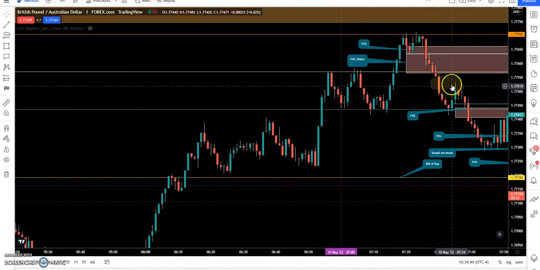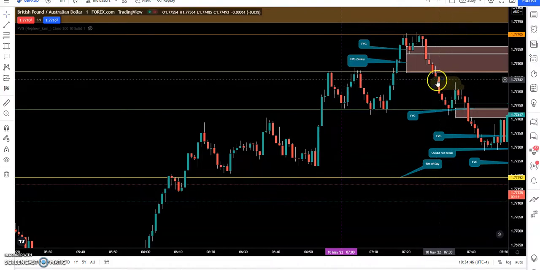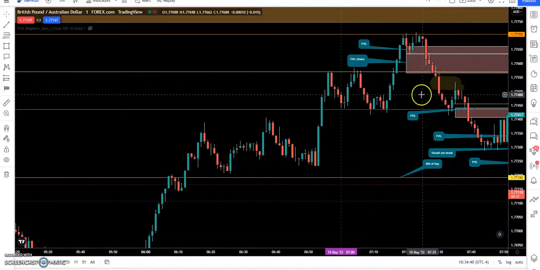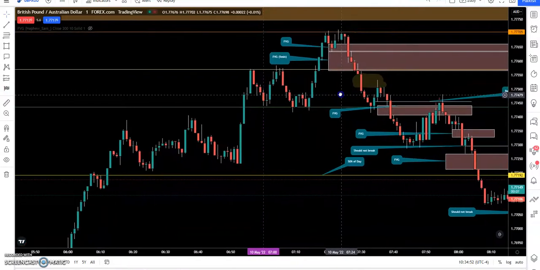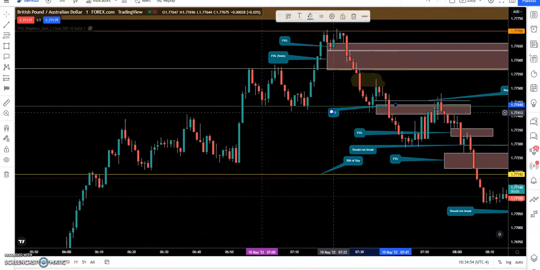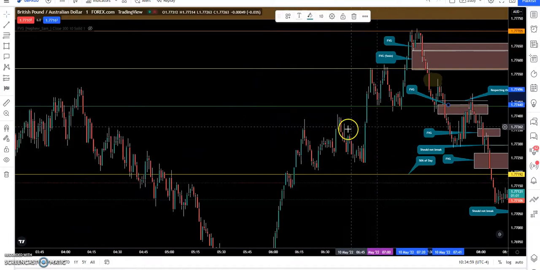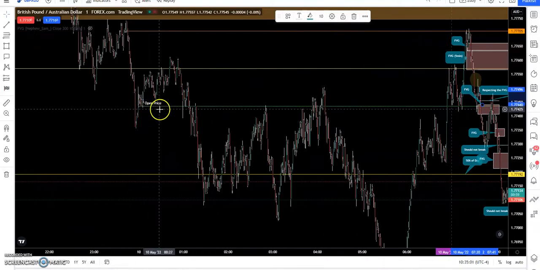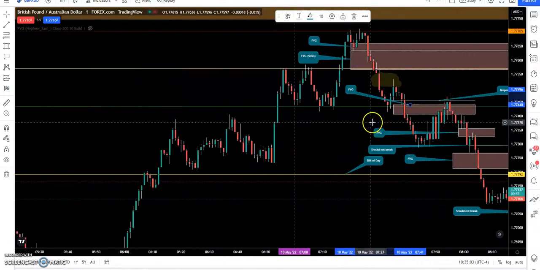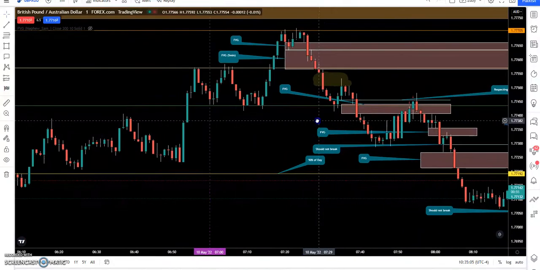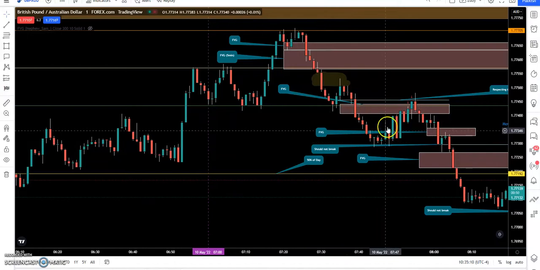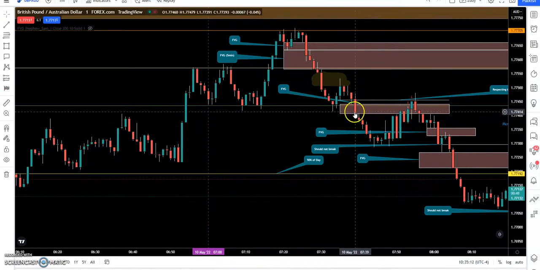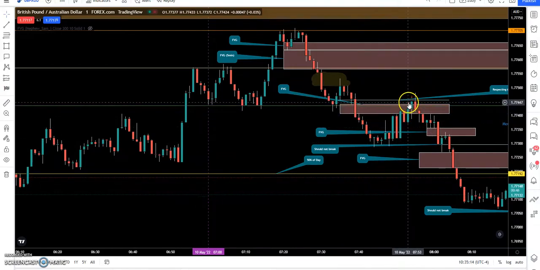And that is the reason why I did not enter there, but I've highlighted it to say that that could have been an entry, but I did not take it. So moving across, there's a fair value gap right here, and we're also at New York open price. As it broke down, came down, played around here, touched this fair value gap, I entered here.